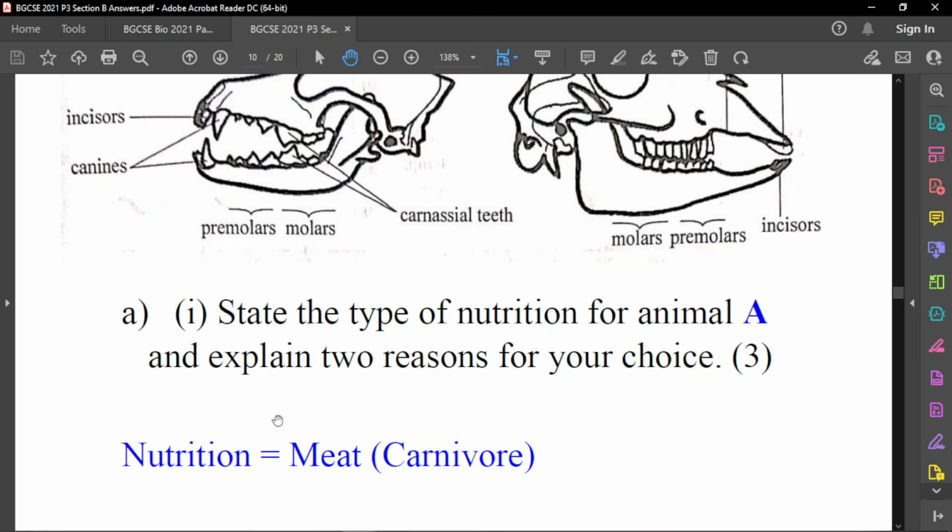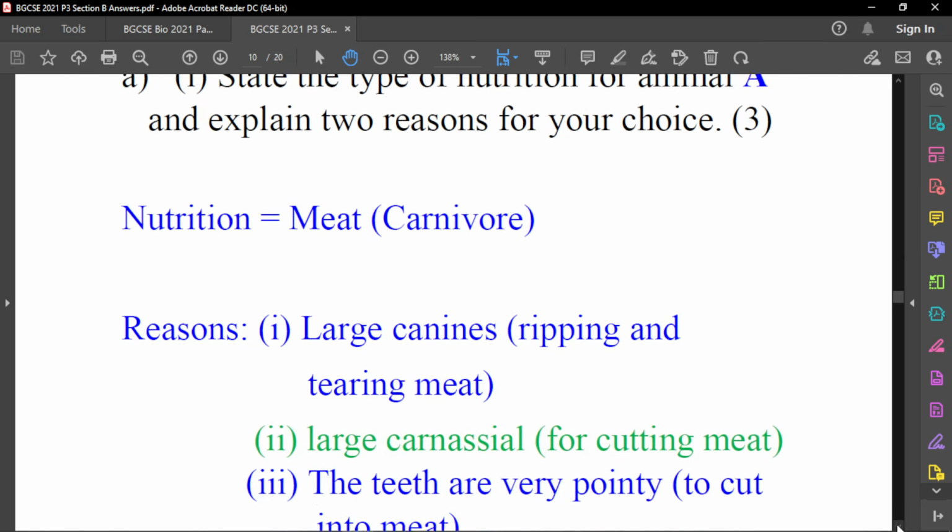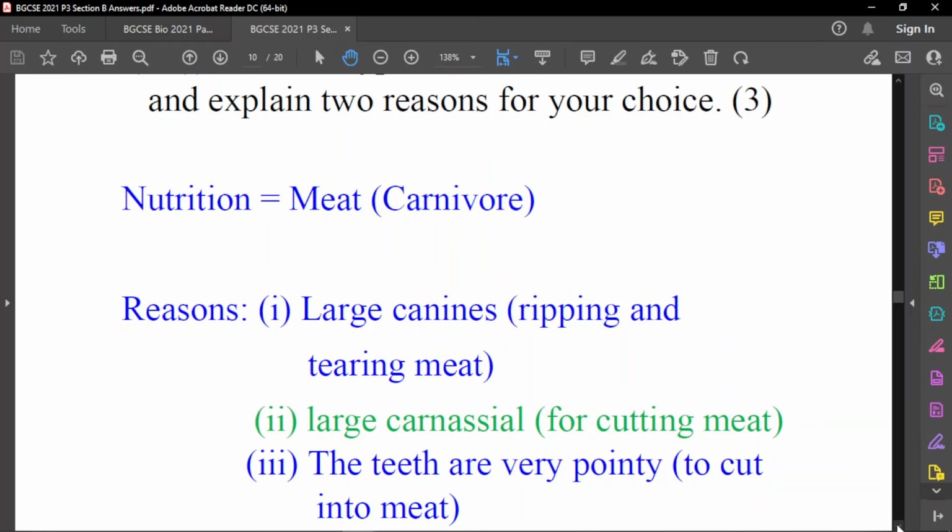So the nutrition is meat, or otherwise they are carnivores. So the nutrition is going to be meat. They're going to rely on meat a lot, and so they are called carnivores. I must put in carnivores there to help guide us through what we're doing. So the nutrition is meat, and they are carnivores. Now, a reason for your answer: because it has large canines, and canines are used for ripping and tearing meat. So explain your answers, please.